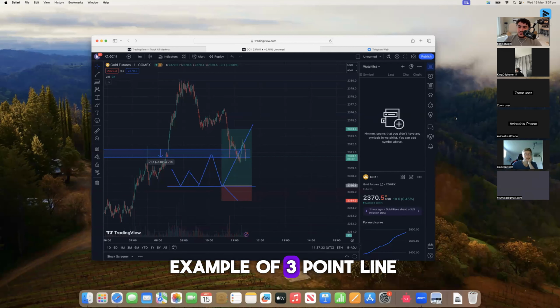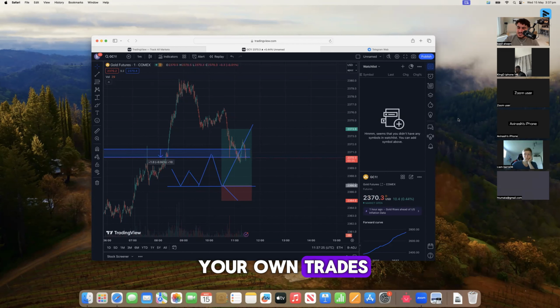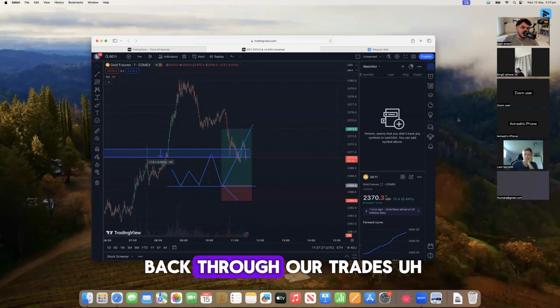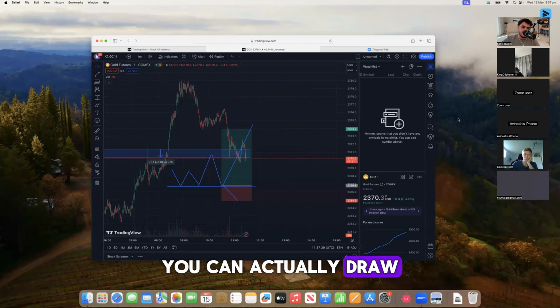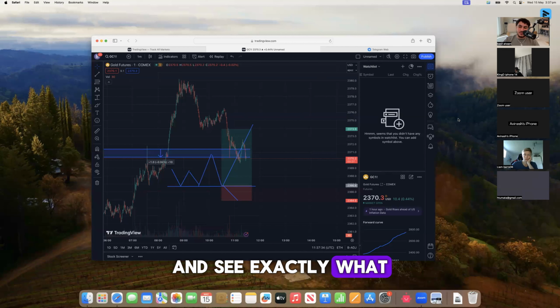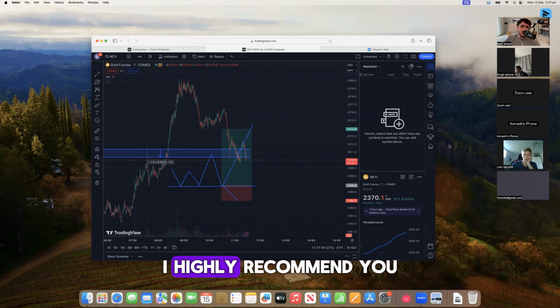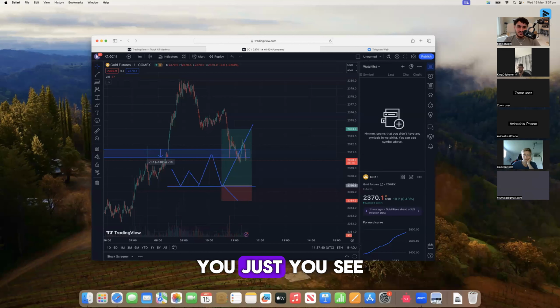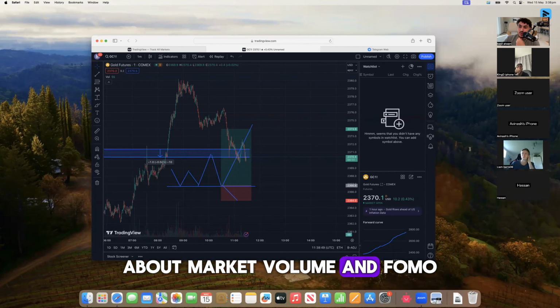Do you have an example of a 3-point line on one of your own trades? There's plenty. If you go back through our trades, you can draw these lines on our own trades and see exactly what we're doing, so that you guys can keep track of these trades while you're taking them as well. I highly recommend you do that, because this is how you learn. You see it for yourself.